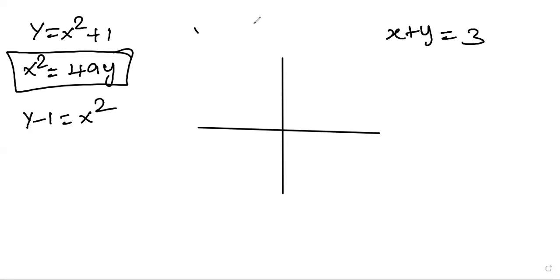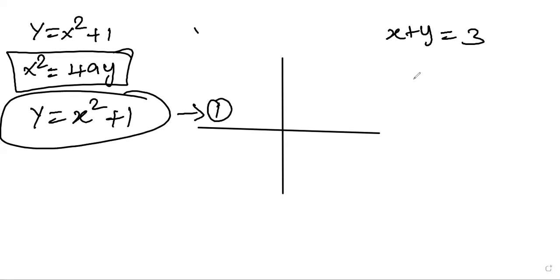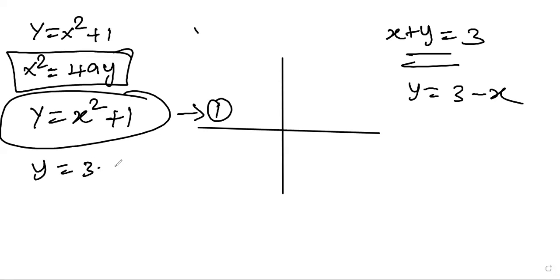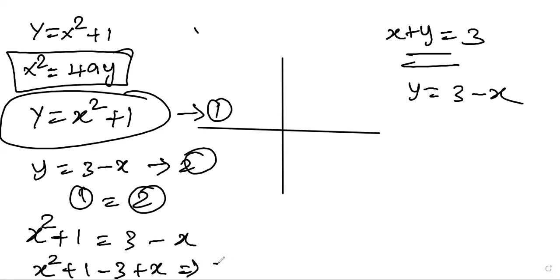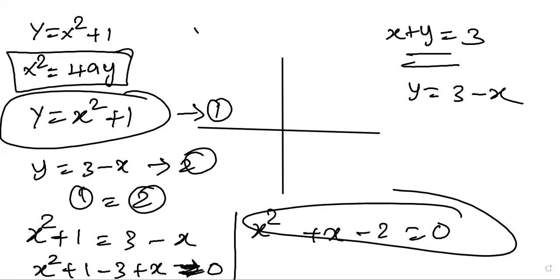Rather than substituting random values and finding the graphs individually, you can just equate the curve, which is the parabola, and the line equation. Okay, just equate them. If you equate, you will be getting x square plus 1 is equal to 3 minus x. You will get a quadratic equation: x square plus 1 minus 3 plus x, that would give you x square plus x minus 2 is equal to 0. You just have to solve the quadratic equation.